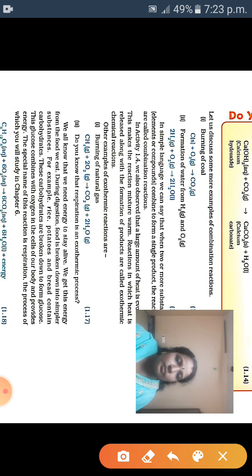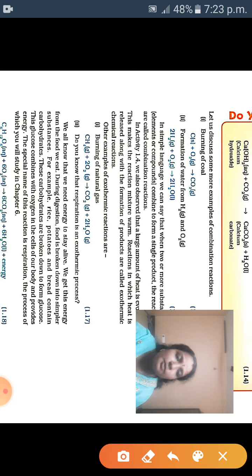Next, we discuss some more examples of combination reactions. Remember that in the first reaction, calcium oxide and water, there are two reactants. These two reactants combine to form only a single product, calcium hydroxide. And simply we can say A plus B.